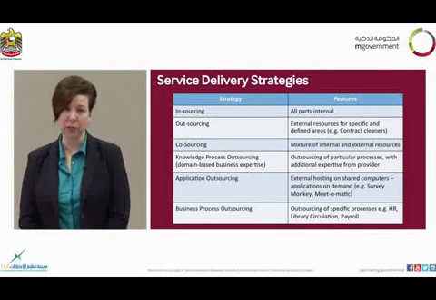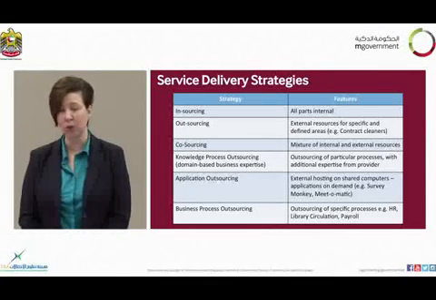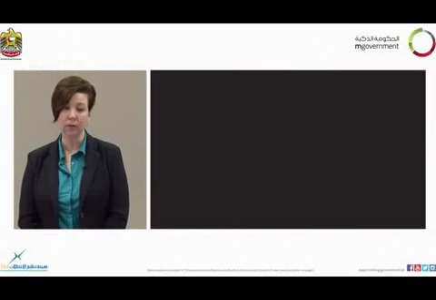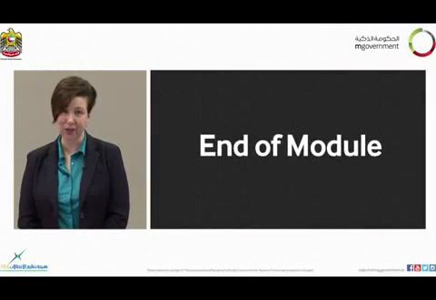If we co-source, that means we will do some of the work internally and a vendor will do some of the work externally. This ends the ITIL module.